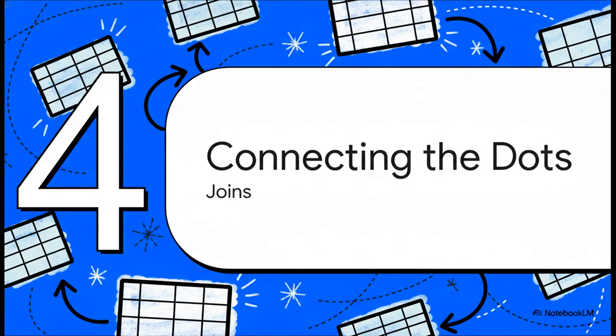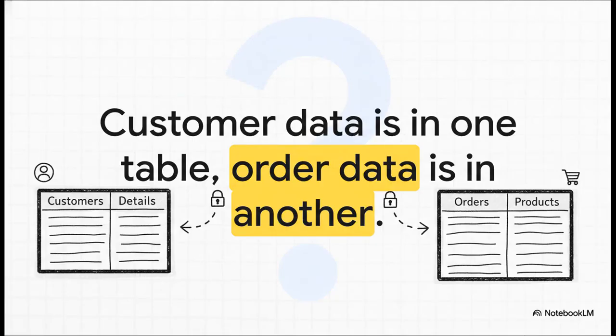Okay, section 4, connecting the dots with joins. Now, what we just did works perfectly if all your info is in one place. But what happens when it's not? What if the data you need is spread across 2 or 3 or even more tables? This is the exact problem we have with our View My Orders button.